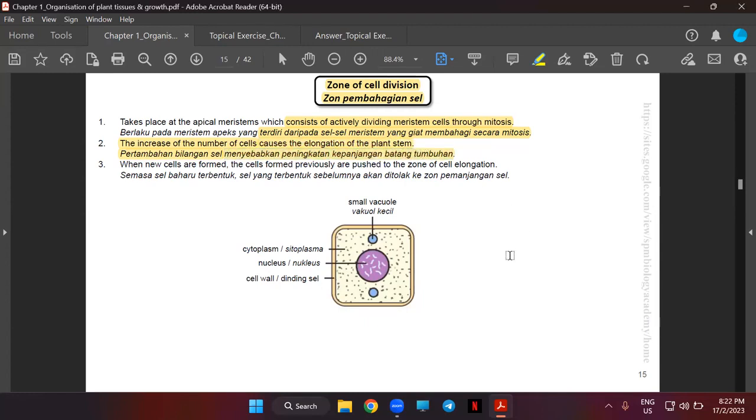Saya ulang balik markah kedua dan markah ketiga. Markah kedua, this causes an increase in the number of cells, which causes the elongation of the plant stem. Ini menyebabkan pertambahan bilangan sel yang menyebabkan peningkatan kepanjangan batang tumbuhan. So markah kedua dan markah ketiga dalam ayat nombor 2 ini. Okay, this is the answer. Tulis jawapannya.